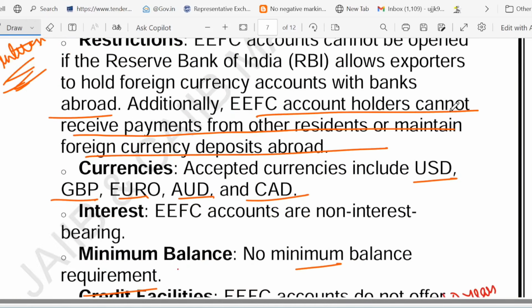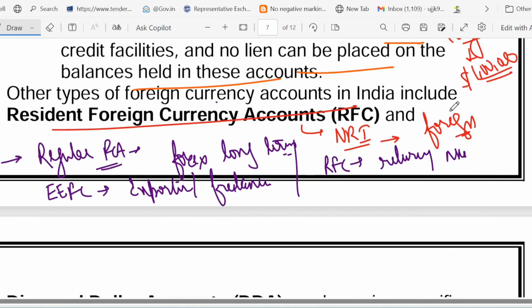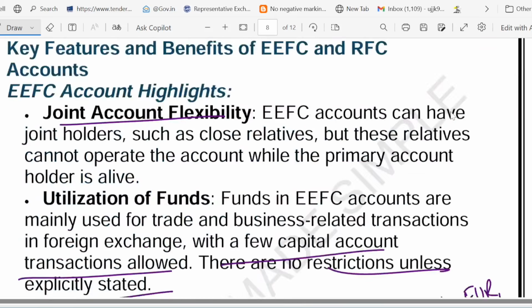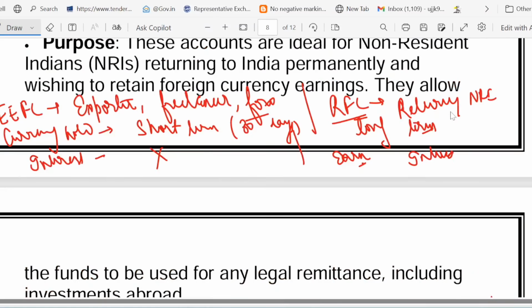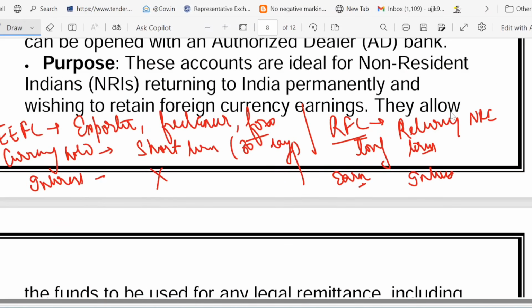Then in the next slide we discussed the regular foreign currency account, where forex is kept for the long term. Then we talked about the EFC account, which is for exporters and freelancers. In the case of EFC, currency is held for a short term of 30 days. RFC is for returning NRIs, and here currency is held for a longer term. In the case of EFC, no interest is to be paid. In the case of RFC, interest payment is applicable.